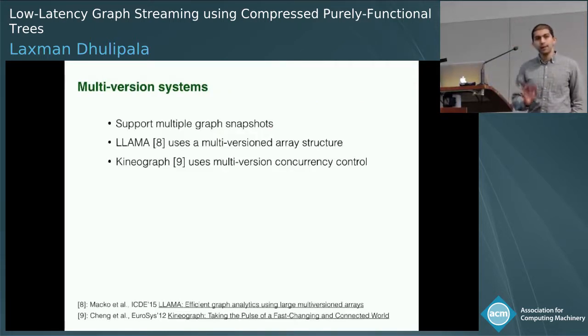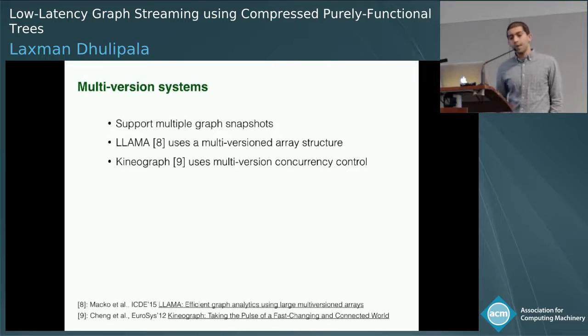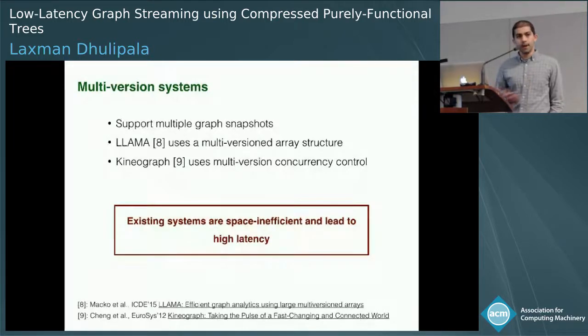People have also thought about this, and there have been some proposals to design systems that can both guarantee serializability and concurrently process updates and queries. And so these systems are based on supporting multiple graph snapshots, like Llama and Kineograph. However, both of these systems suffer from a high space inefficiency, and because they are unable to generate low space snapshots, this leads to very high latency. So when you process a small number of updates, you incur a very large latency before these updates are made visible in the graph.